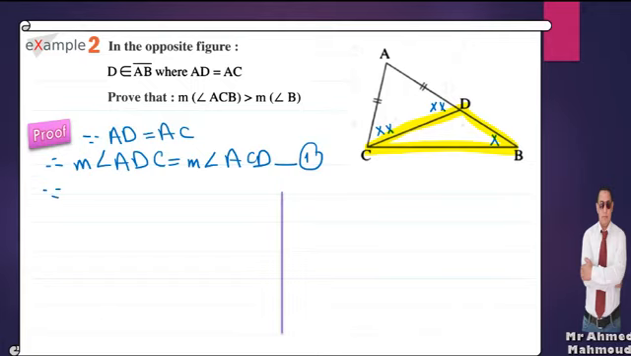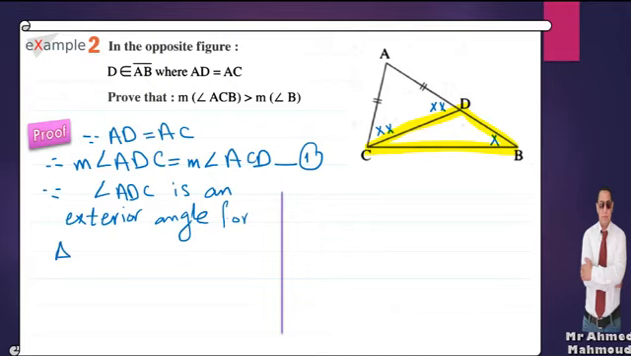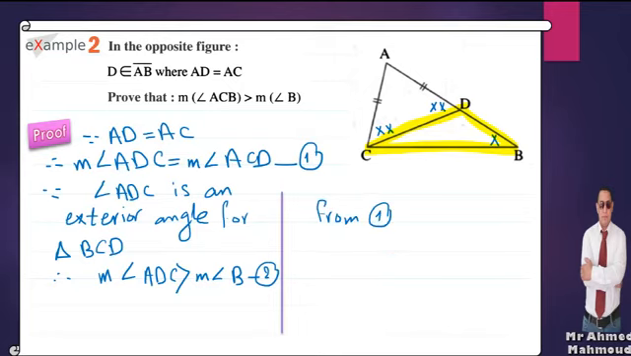Since angle ADC is an exterior angle for triangle BCD, therefore measure of angle ADC is greater than measure of angle B. This is number two. From one and two, therefore, measure of angle ACD is greater than measure of angle B, and this is a very easy one.